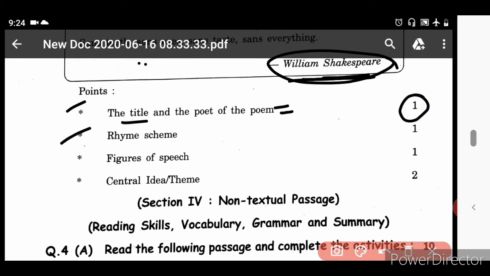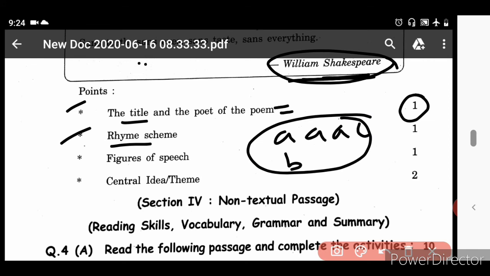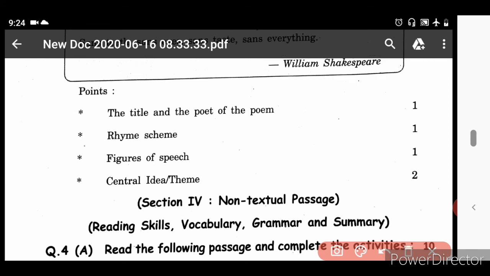You have to write the rhyme scheme, like AB, AC, like this. You have to read the poem, write the rhyming words, and then by reading the rhyming words you can understand what the rhyming scheme is.